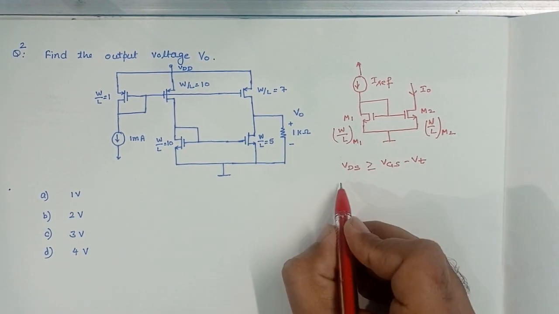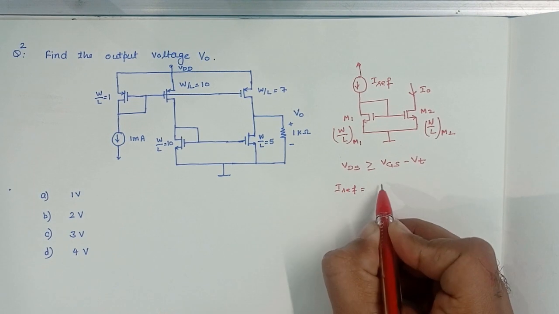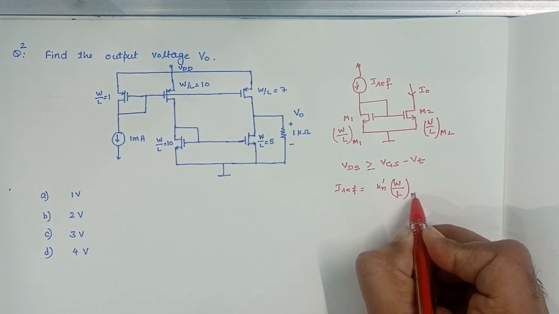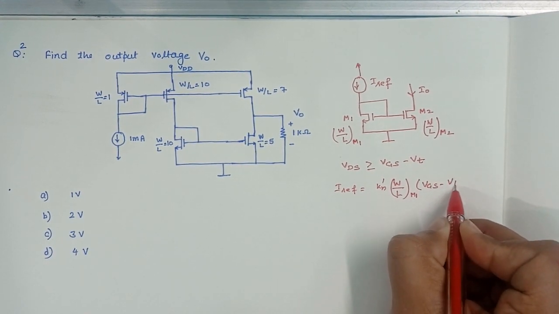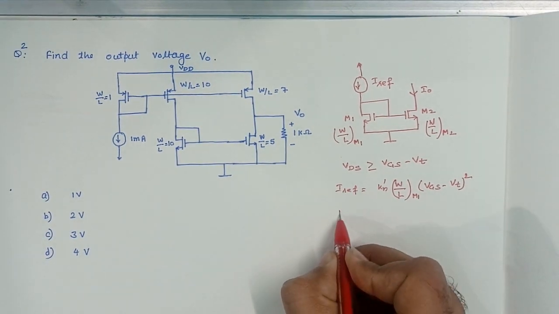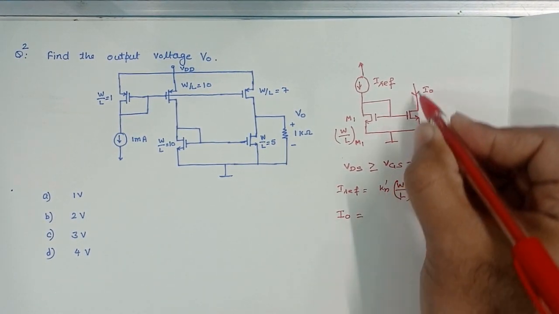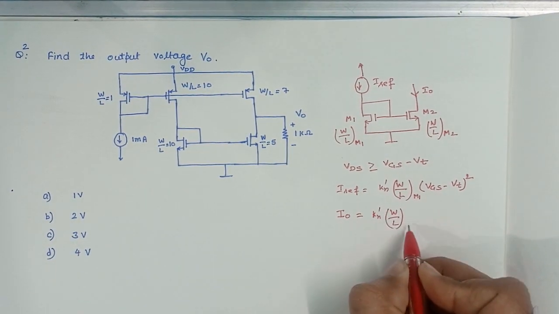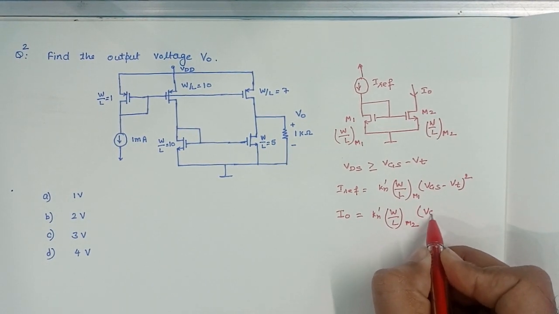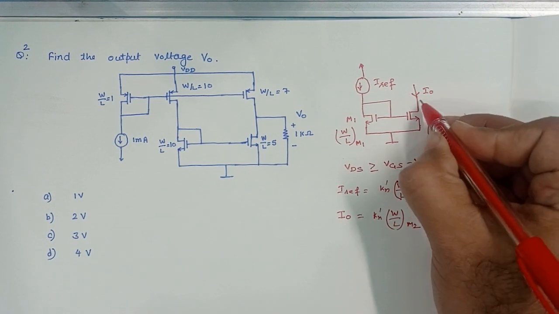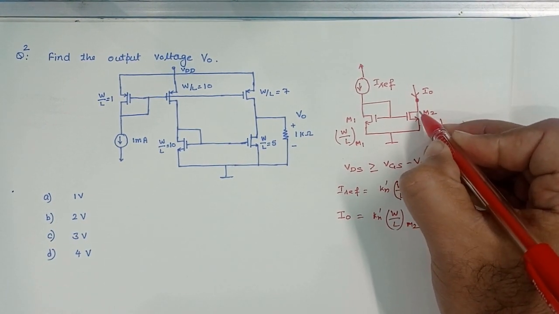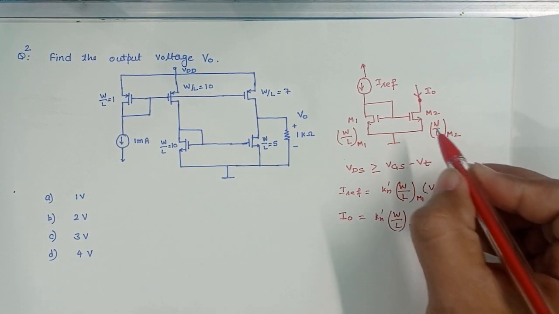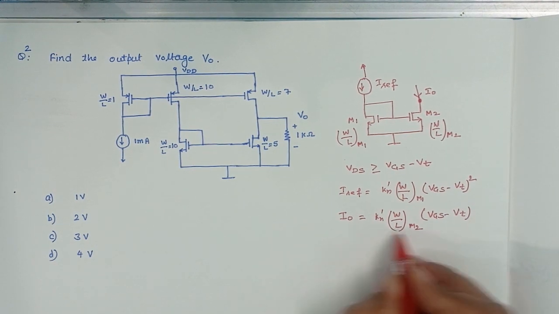If this MOSFET is in saturation, the current I reference is equal to Kn dash W by L of M1 times VGS minus VT whole square. The current I0 in this MOSFET M2 is equal to Kn dash W by L of M2 times VGS minus VT whole square, if the voltage at the drain terminal of M2 is such that the M2 transistor is also in saturation. Then this equation holds true.